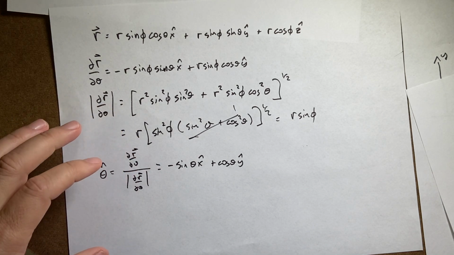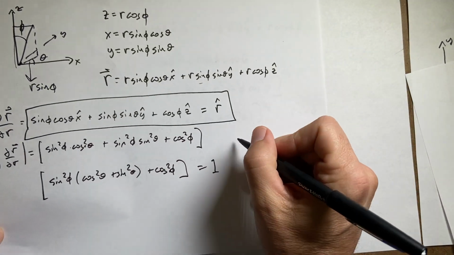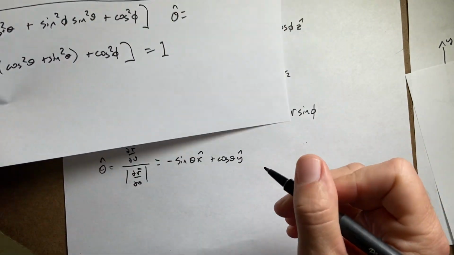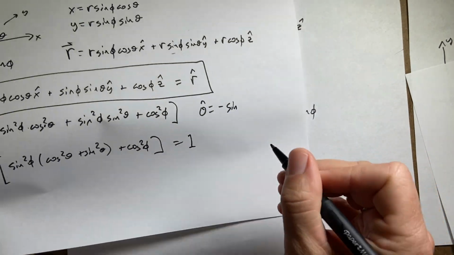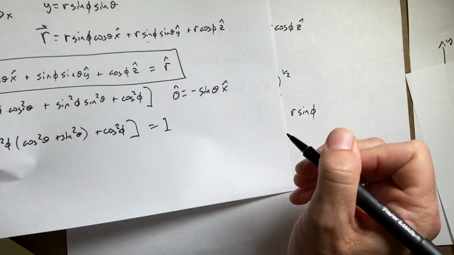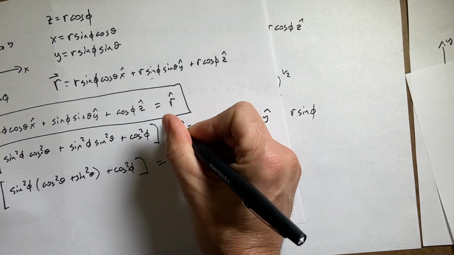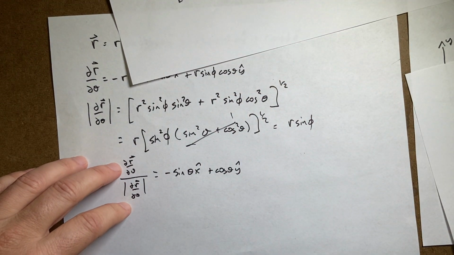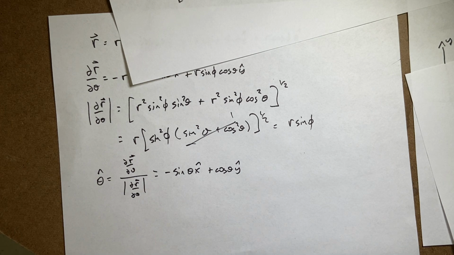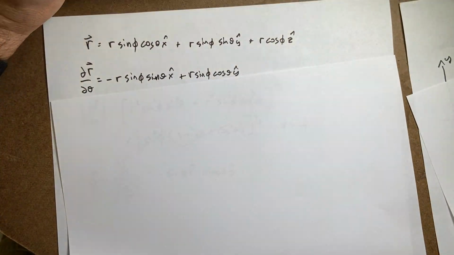Okay. So let's write that over here, just so I have them all together. Theta hat is going to be equal to negative sine theta x hat plus cosine theta y hat. Okay. Now we need one more. And then the real fun begins, which I'm not going to do in this video. Okay, so now I want to take there's my r.